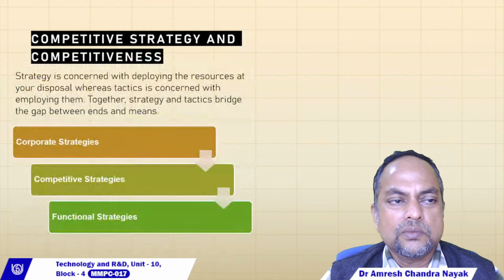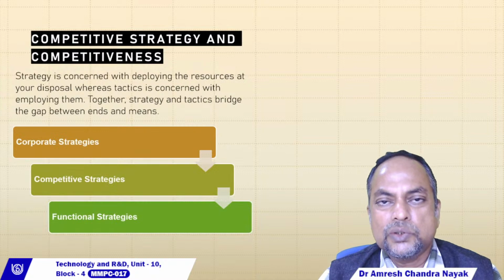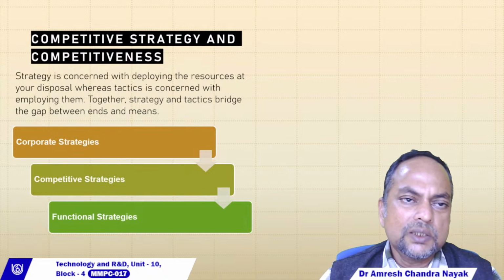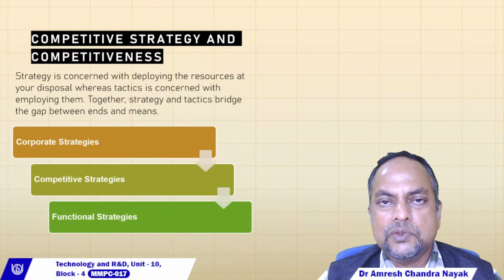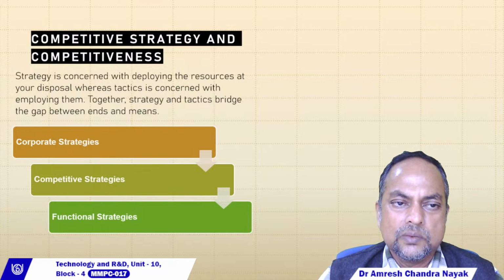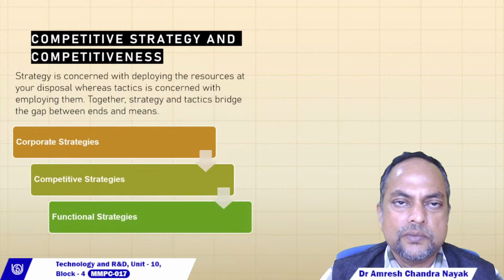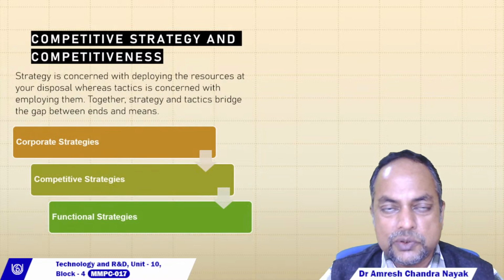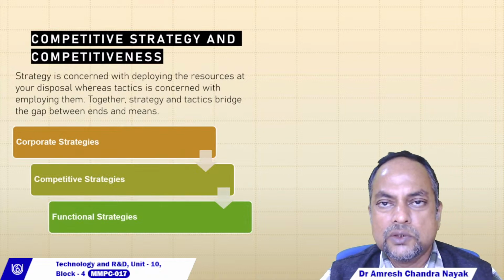Now let's talk of the different sorts of competitive strategies and competitiveness, and how this technology R&D is related to that. Earlier we have understood that whenever we talk of any kind of strategy in general, a strategy is a process whereby we define the goals of the organization and find out the roadmap, the means to achieve the end goals. We say it is a process of deploying the resources as an end-means chain to reach the end goals. Tactics are concerned with employing them, how I am going to employ those resources. Allocation of resources and employment of resources have to be taken together.